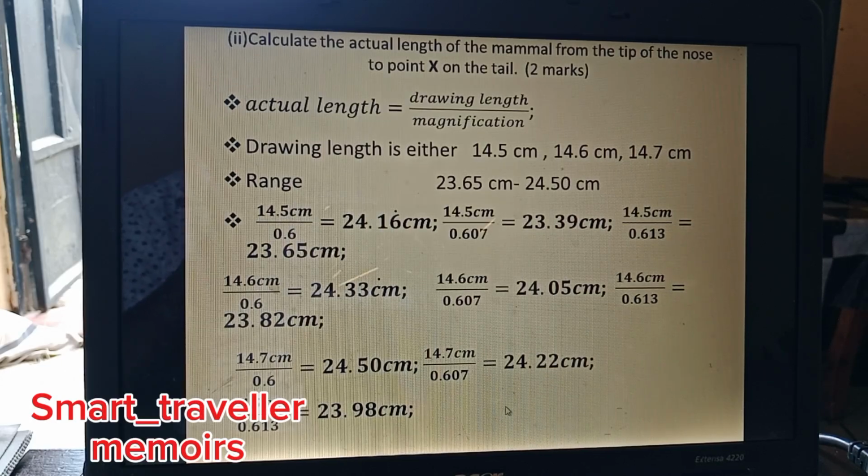So I would recommend you study the calculations, right? Start with 14.5 with the drawing length up there. You clear that one. Come to 14.6 with the drawing length up there. You clear that one, and then finally deal with 14.7 centimeters.